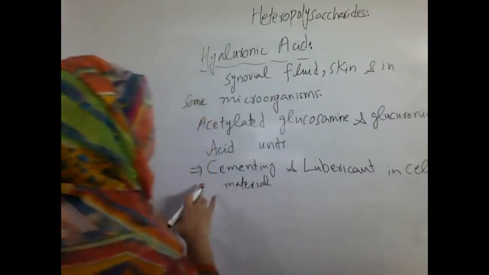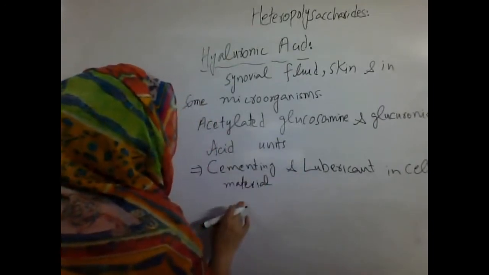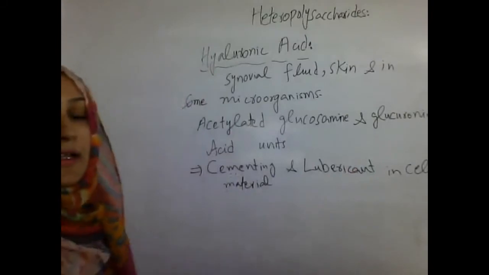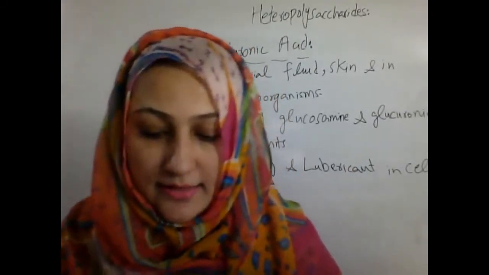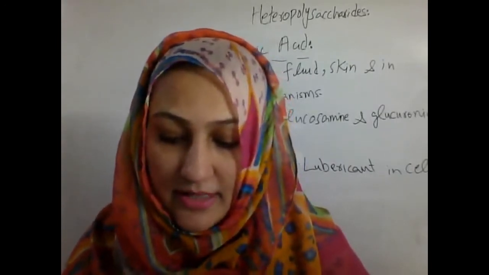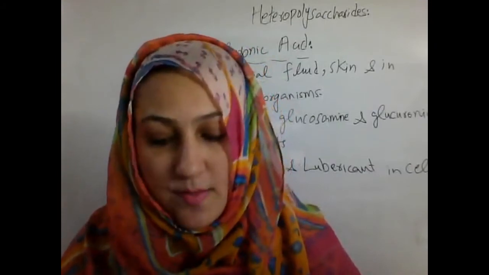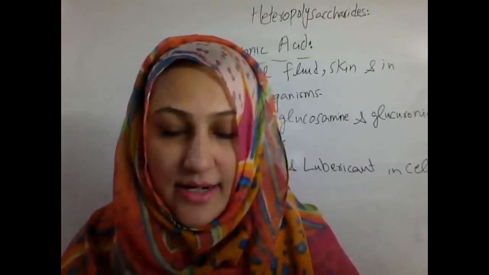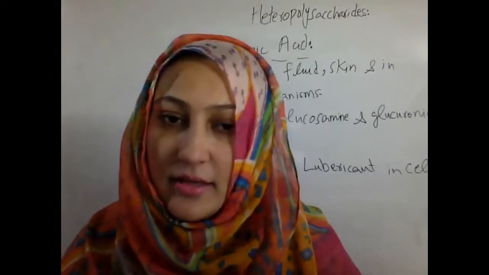It acts as the cementing material and the lubricant in the cells. In certain bacterial products, the hyaluronidase enzyme is present that breaks down this hyaluronic acid and makes the tissues readily permeable to the bacteria and their toxins.